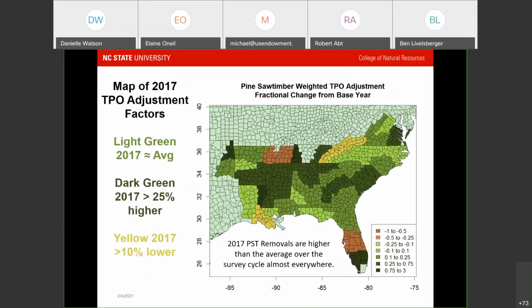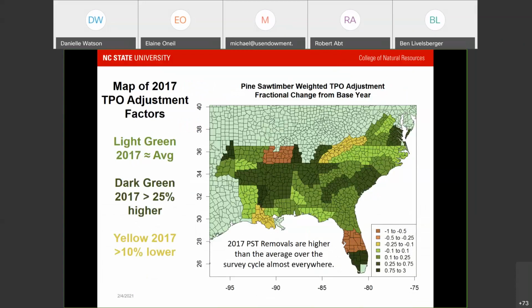When we do that, we get interesting things. This is just mapping the 2017 TPO adjustment factors for large roundwood, and what the colors mean. If it's green to dark green, it went up more than 2017 was. This is a switch from 2015 to 2017 data, but the 2017 data was 25% higher than the trend.